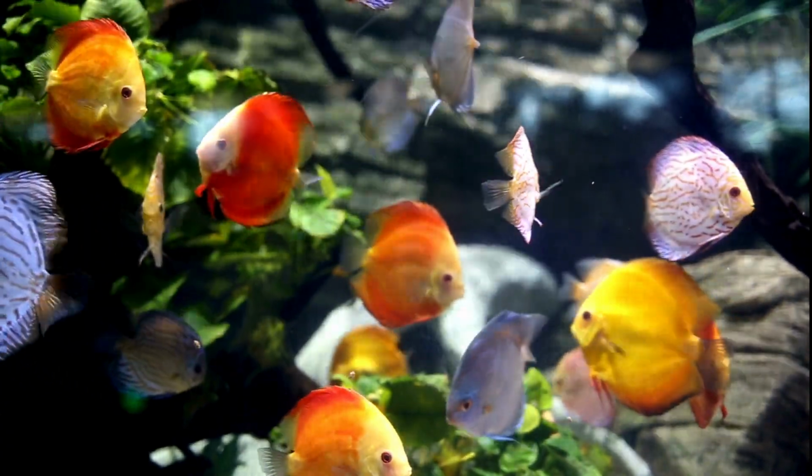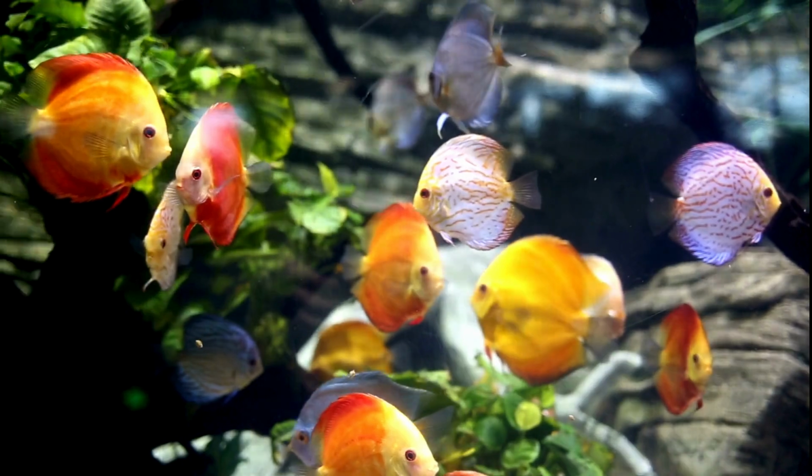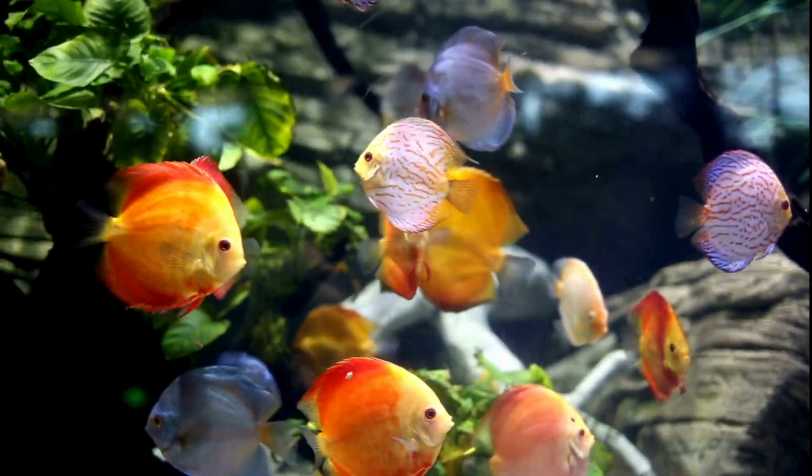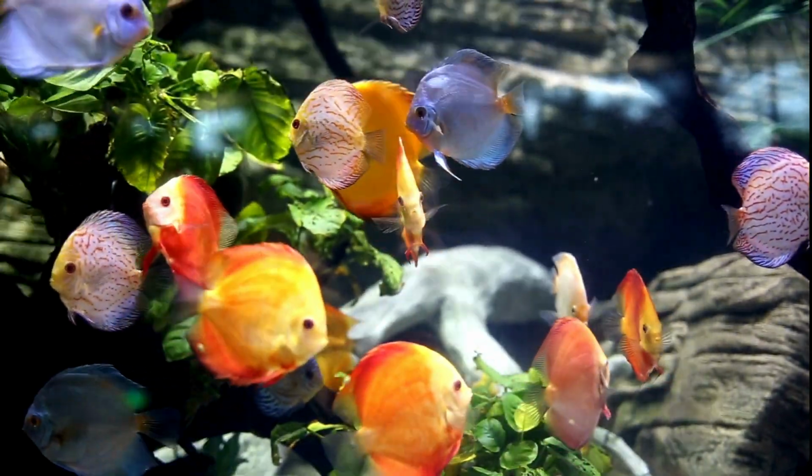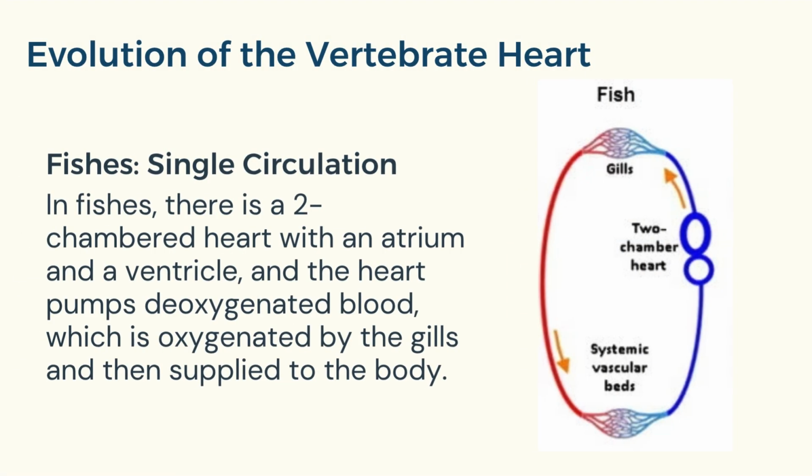Having just explored the circulatory pathways, blood, and lymph nodes, let's now study the evolution of the vertebrate heart. All vertebrates have a muscular, chambered heart. In fishes, there is a two-chambered heart with an atrium and a ventricle, and the heart pumps deoxygenated blood, which is oxygenated by the gills and then supplied to the body. This process is called single circulation.